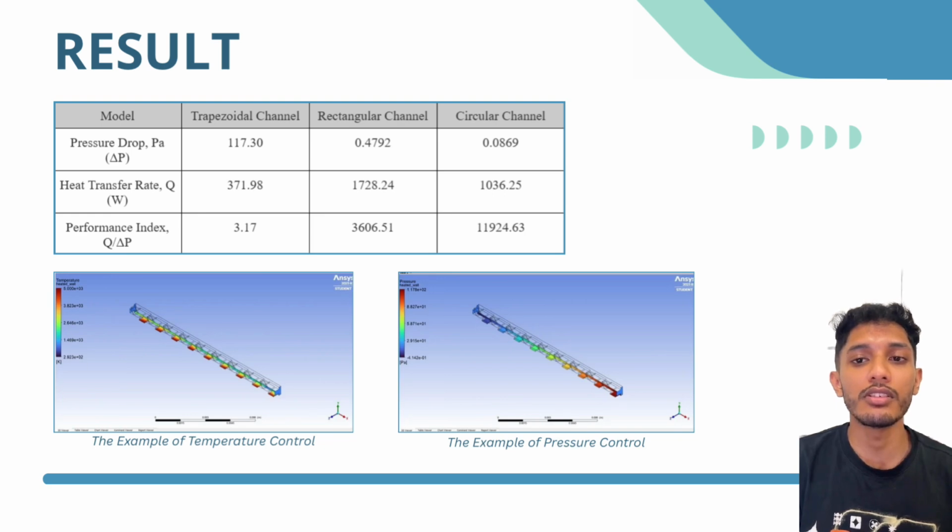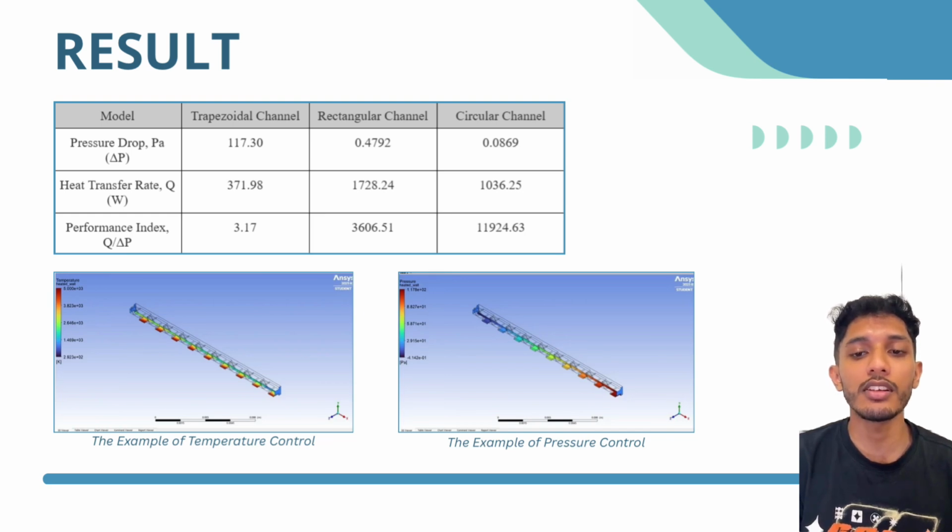The pressure drop is 0.4792, the heat transfer rate is 1728.24, and the performance index is 3606.51. And the third one is the circular channel. We have the pressure drop at 0.0869, the heat transfer rate at 1036.25, and the performance index is 11924.63. And as you can see, we have two examples of the temperature contour and pressure contour for the trapezoidal channel.